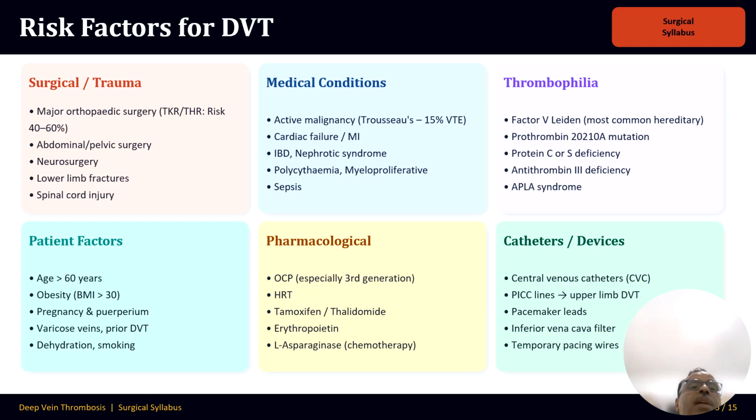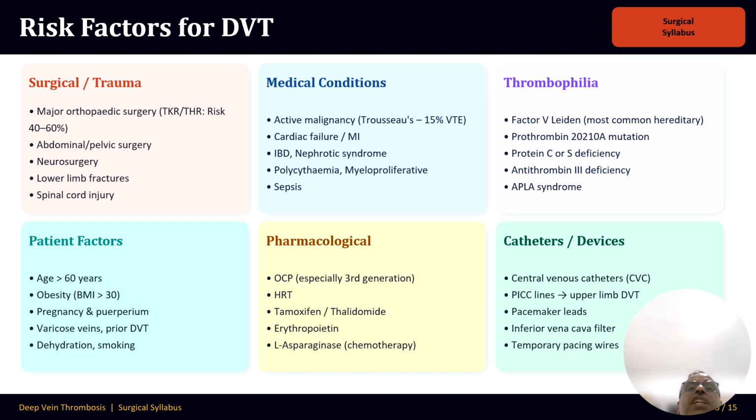Patient factors. Any patient who is elderly and more than 60 years of age, high BMI of more than 30, so obesity and age are important risk factors. Pregnancy and puerperium are other important risk factors for development of deep vein thrombosis. Similarly, we have varicose veins, and prior history of deep vein thrombosis, as we have discussed, would also predispose the patient to development of deep vein thrombosis. Similarly, dehydration and smoking also increase the chances of development of DVT.